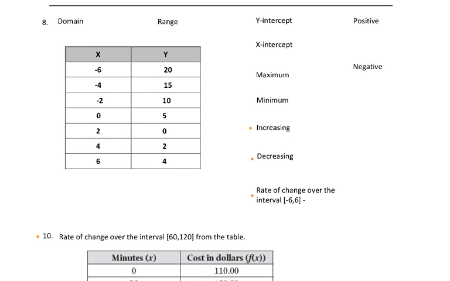So 20 to 15, decreasing. 15 to 10, decrease, decrease, decrease. Now I'm increasing again. So we increase from 2 to 6. And we're decreasing from -6 to 2.